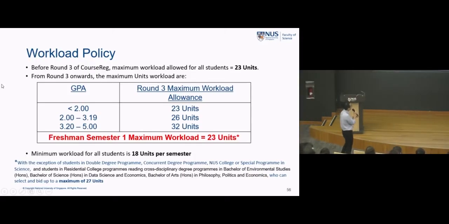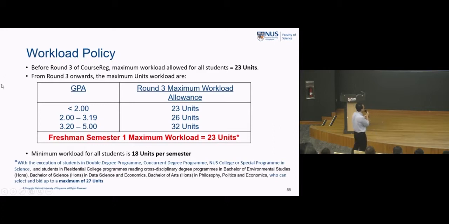As you move on, the maximum workload that you are allowed to register in every semester depends on how well you are performing up to then. So if your GPA is telling us that you are a very good student, can handle more, we allow you to register up to 32 units, but not from the first round of course registration, because we've got to give others a chance too. Even if you are allowed to do 32 units, we don't want you to go in and chop 8 courses straight away. In the later rounds, you'll be able to do more.